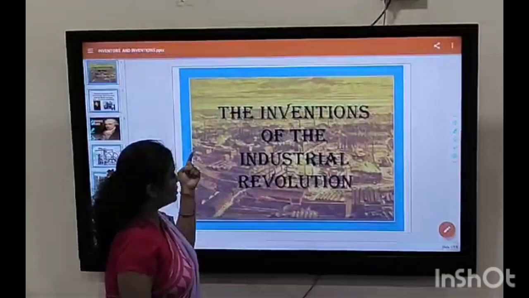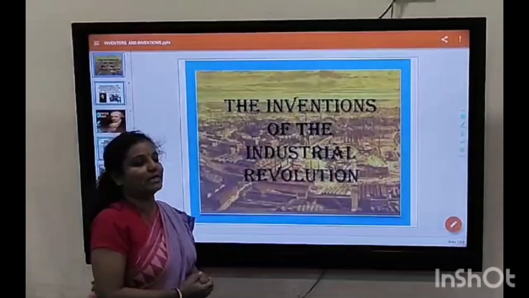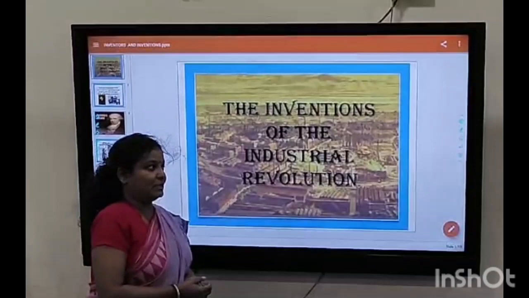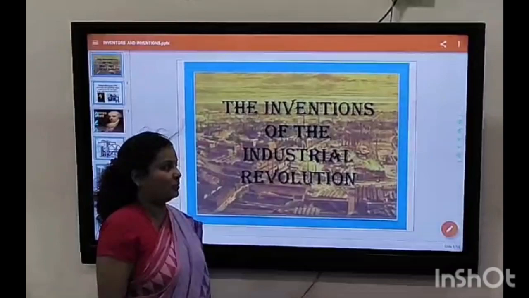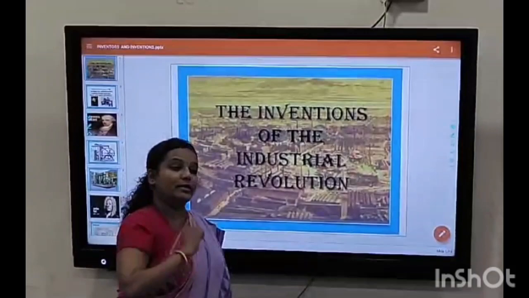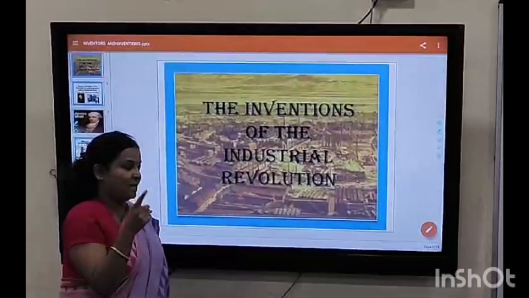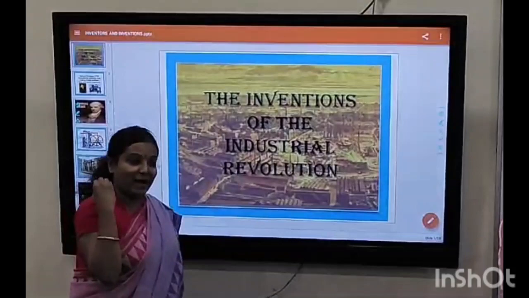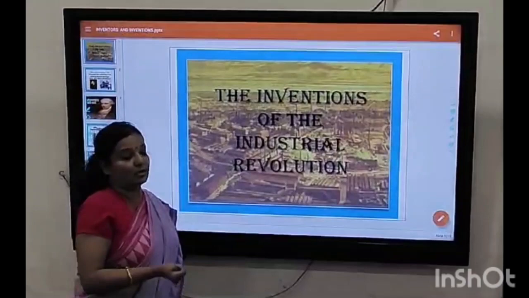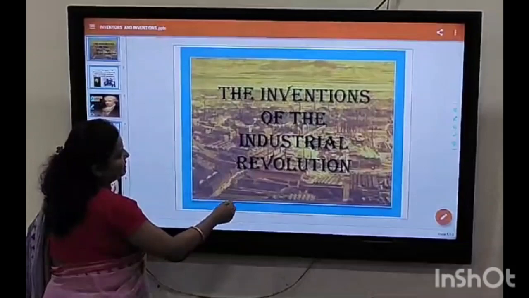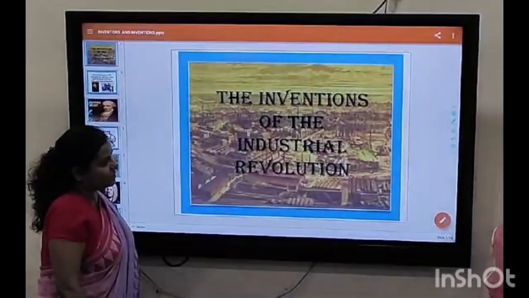In the previous chapter, we learned that the industrial revolution shifted the agrarian economy to a manufacturing economy, where things were not solely made by hand but by machines. Machines increased the production, efficiency, good wages, then migration from rural to urban areas and growth of towns and cities. Now, let us just see what are the important inventions between 1750 and 1850.